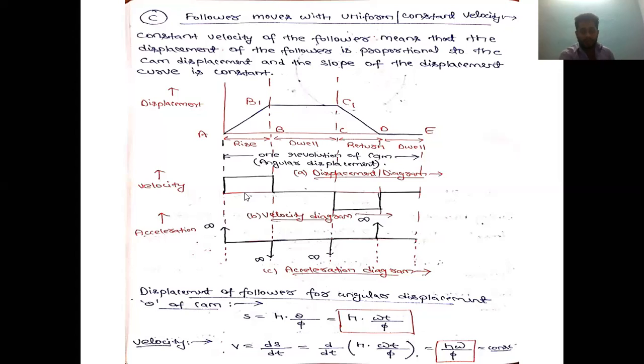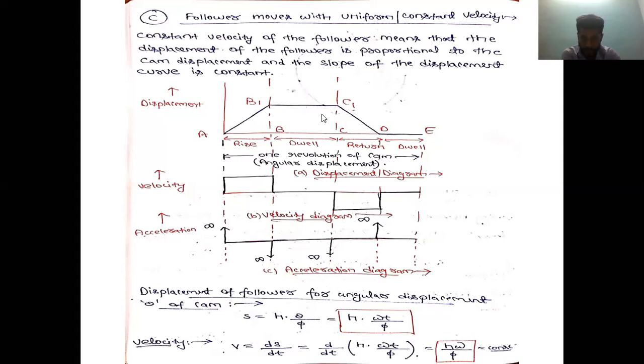Fine. Next is velocity. Now see, if the velocity is uniform, initially velocity cannot be 0. You have to give a certain velocity to the body, then only your velocity will be uniform. So there is a certain velocity given to this follower, so that the follower moves with uniform velocity. This is that velocity. Again, during the rise period velocity is constant. At the end of the rise period, velocity will come back to 0.